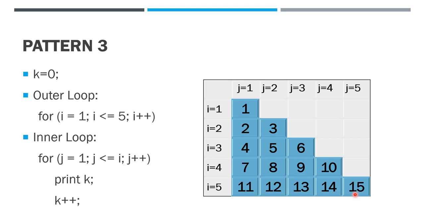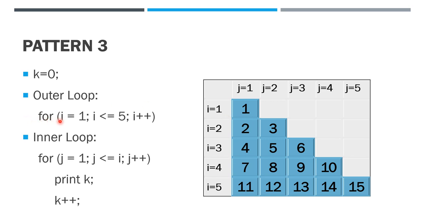So you can see that the I value is different, the J value is different, but the number you are going to print is totally different from the I and J values, right? So what you can get an idea of here is what the increase pattern looks like, and how the outer loop will be and how the inner loop will be. You are going to follow the same.